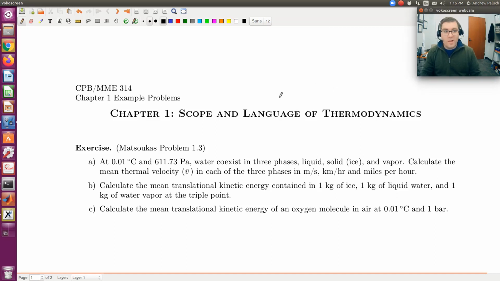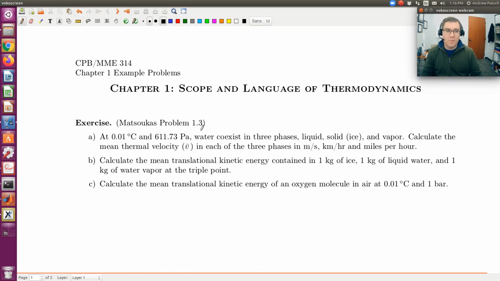All right, let's take a look at our second example. This is problem 1.3 from the text. At 0.01 degrees C and 611.73 Pascal, water coexists in three phases: liquid, solid (ice), and vapor. Calculate the mean thermal velocity in each of the three phases in meters per second, kilometers per hour, and miles per hour.